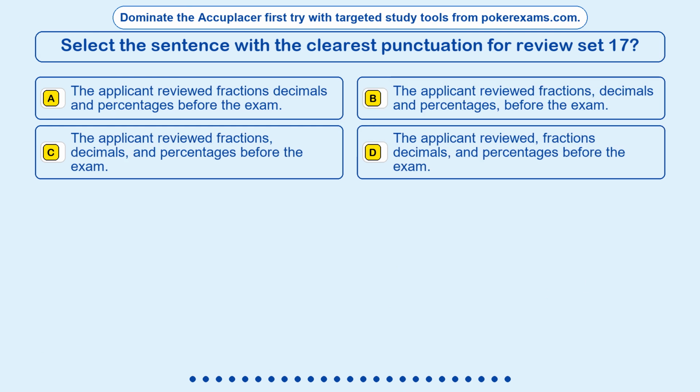Question 19. Select the sentence with the clearest punctuation for review set 17. Option A. The applicant reviewed fractions, decimals, and percentages before the exam. Option B. The applicant reviewed fractions, decimals, and percentages before the exam. Option C. The applicant reviewed fractions, decimals, and percentages before the exam. Option D. The applicant reviewed fractions, decimals, and percentages before the exam.